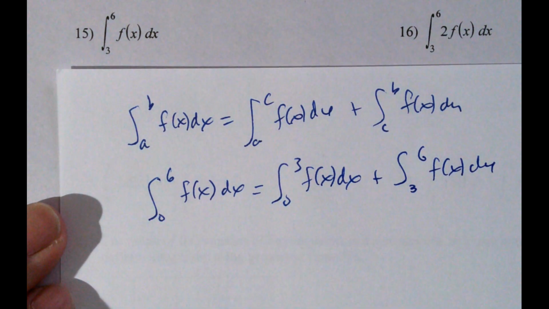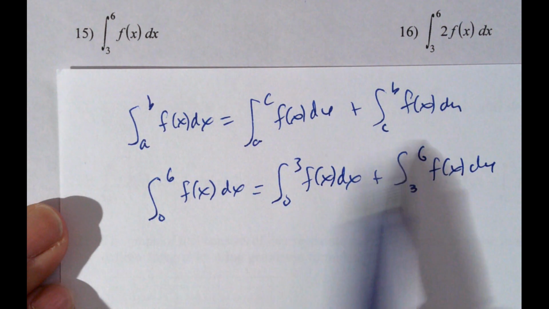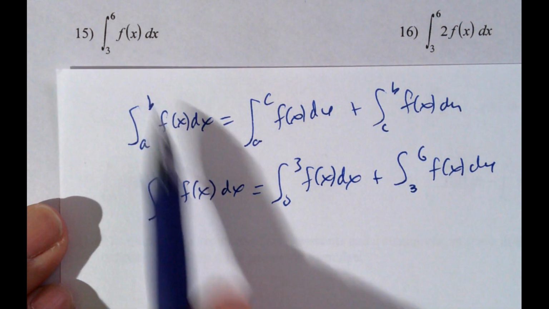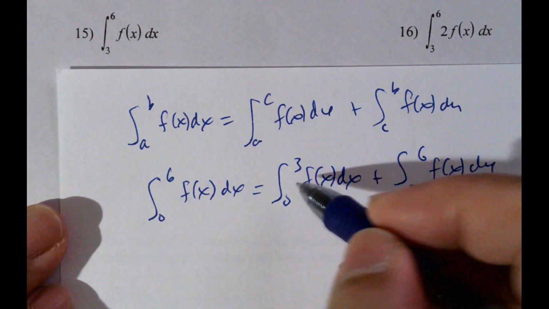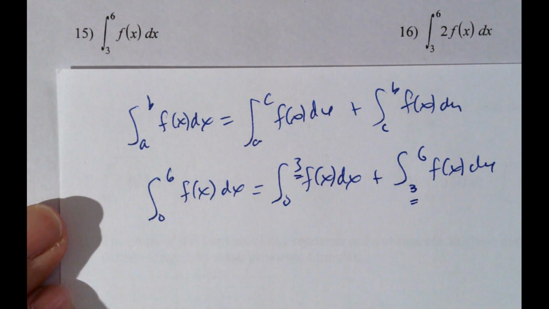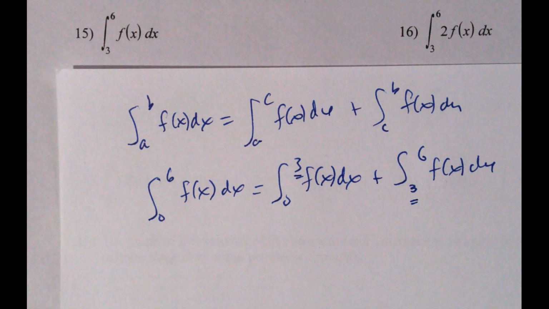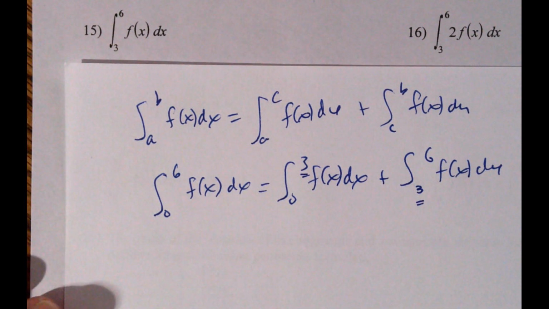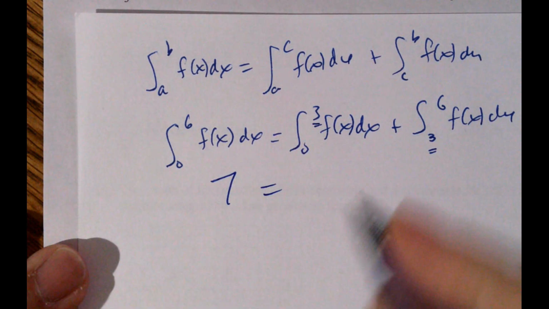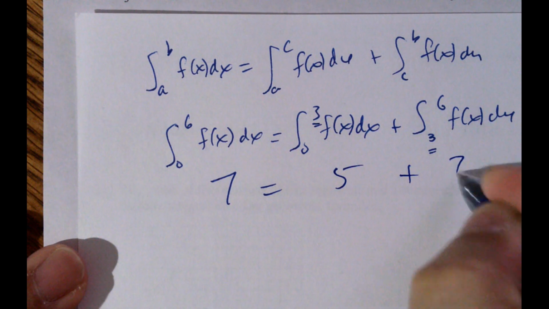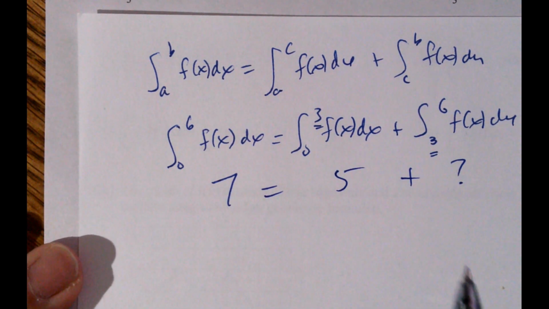Right? So this has that same setup as the one I have here, a to b, where a is 0 and b is 6 and c is 3. So to make this work, these two numbers have to be the same. It doesn't matter what the number is, they just have to be the same. All right. Now, we're told that 0 to 6 is 7 and 0 to 3 is 5. So the answer is simply 2.